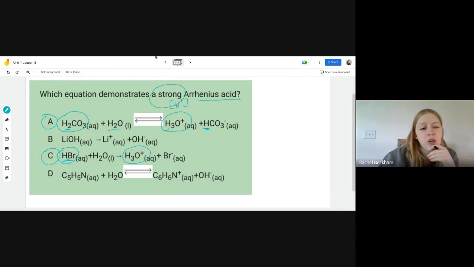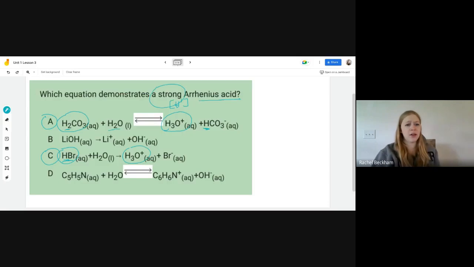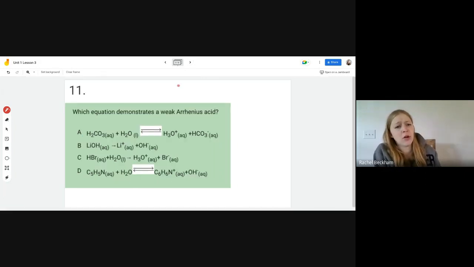So is H2CO3 a strong acid or is HBr a strong acid? Okay, HBr is a strong acid. And so that is going to be our answer here. So the answer, I'm going to circle it in red, is actually C for HBr. It's a strong acid. Number 4, which one demonstrates a weak Arrhenius acid?